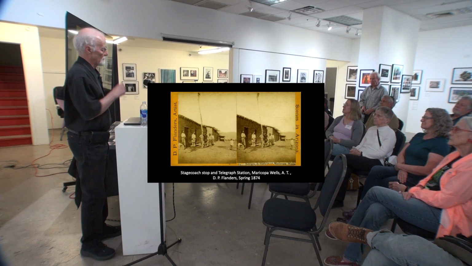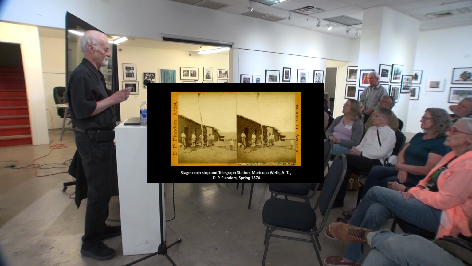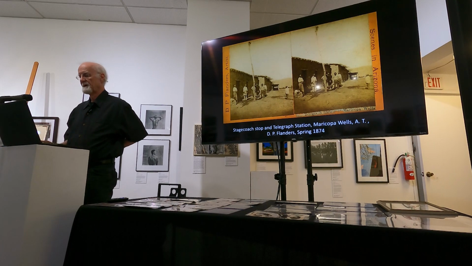Another Flanders view as he was going down. This is Maricopa Wells. Very famous image. Nobody credits it as being from a stereoscope. Nobody credits it as being a Flanders image. But this is the telegraph station at Maricopa Wells. It's where you would stop on the way down to Tucson.